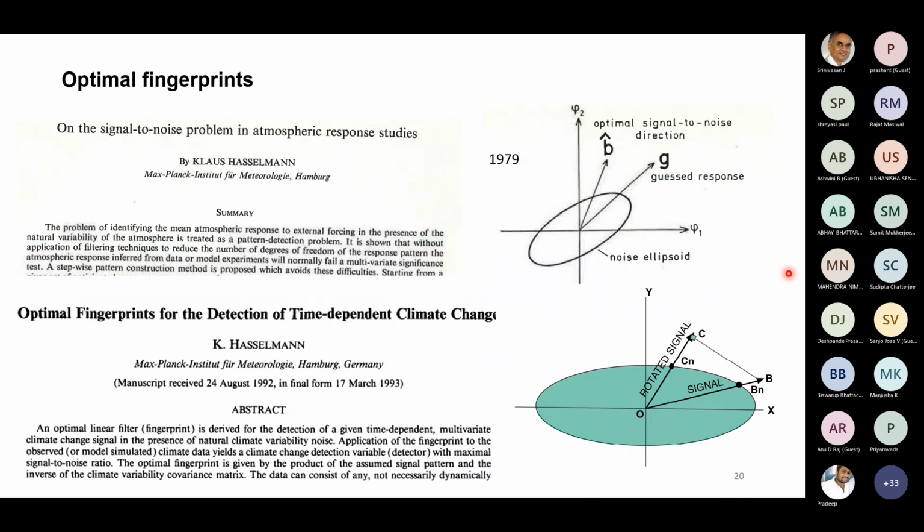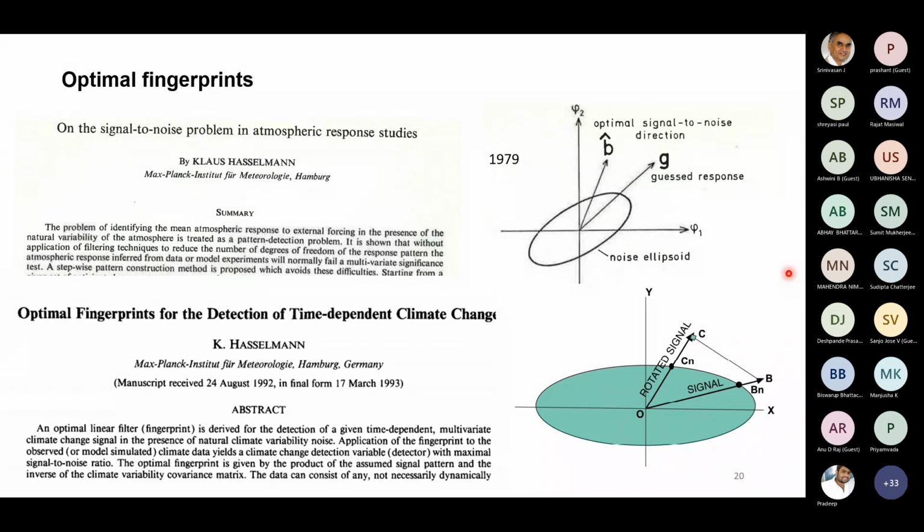Okay, and this is where the work of Klaus Hasselmann comes in. He shared the Nobel Prize in Physics this year for doing some of the foundational work in the area of fingerprinting, and he basically showed how to identify these fingerprints objectively. And this is a figure from an article he wrote in 1979. In it, he did not use the language of fingerprinting.